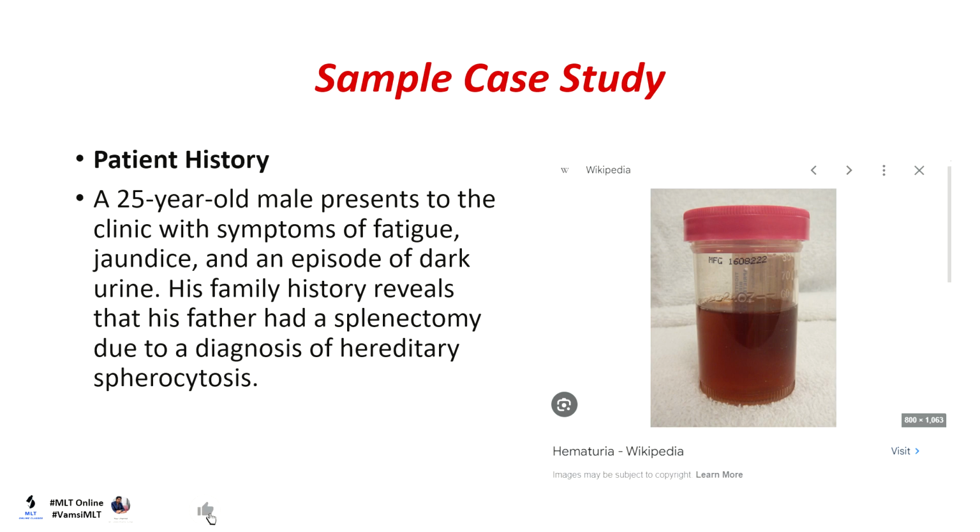Sample case study. Patient history. A 25-year-old male presents to the clinic with symptoms of fatigue, jaundice, and an episode of dark urine. His family history reveals that his father had a splenectomy due to a diagnosis of hereditary spherocytosis.